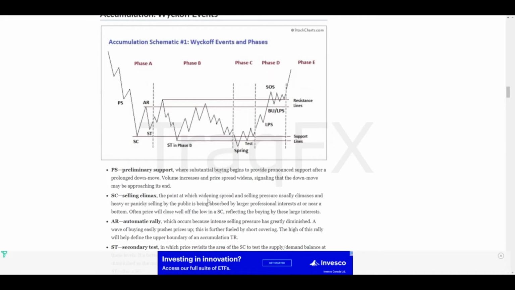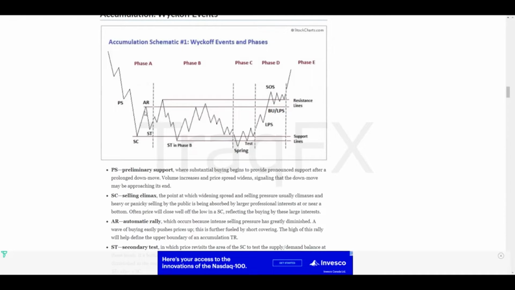Let's read this. The point at which widened spread and selling pressure usually climaxes, meaning finishes, and heavier panicky selling by the public is being absorbed by larger professional interests at or near a bottom. Often price will close well off the low in SC, reflecting the buying by these large interests. So if that's confusing, just imagine this as where sellers are out of the market and buyers come in.